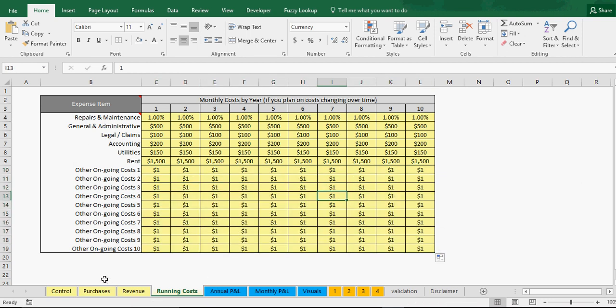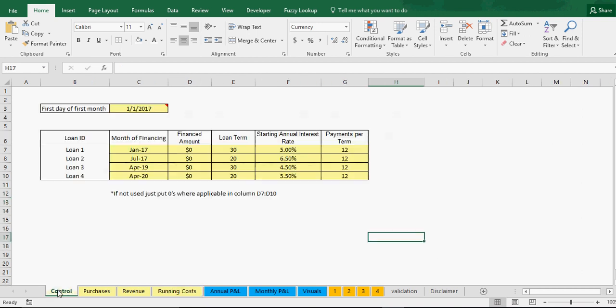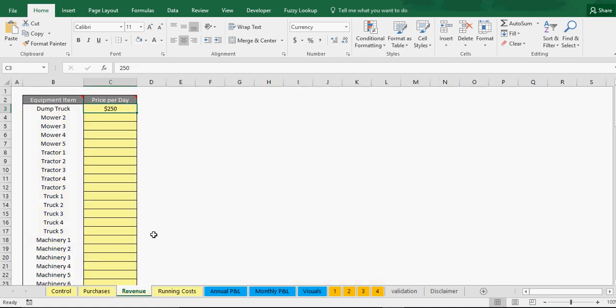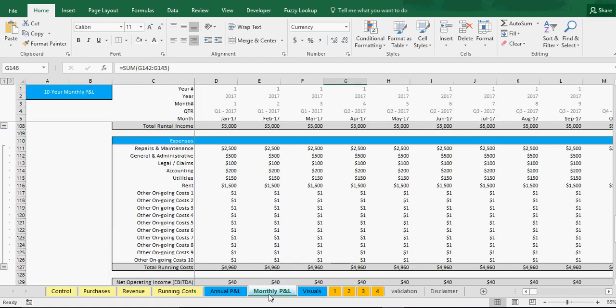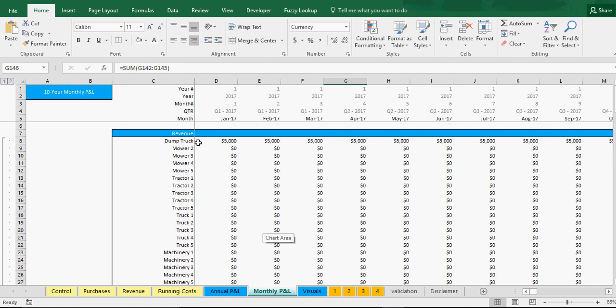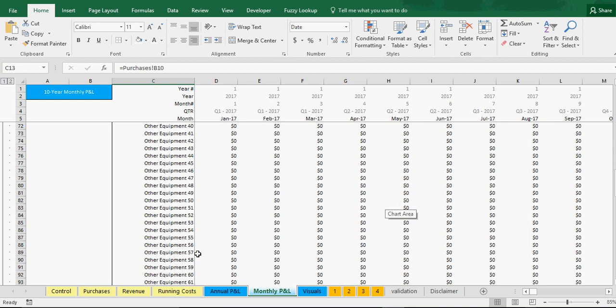Alright, so we've built our initial business. No debt at the moment. One piece of $250,000 equipment that we're renting at $250 a day. So let's quickly look at the monthly annual. The monthly is going to show you the dollar amount of your revenue per item, all 100 items here.